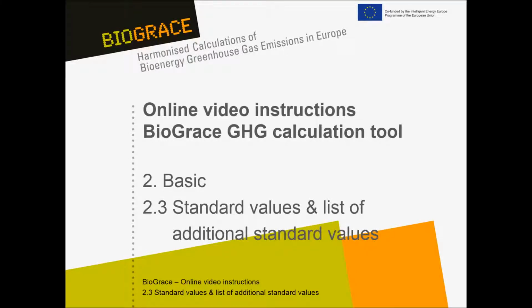This video is part of a series of video instructions on the BioGrace greenhouse gas calculation tool. This is instruction 2.3 on standard values and the list of additional standard values. Actually, there are two BioGrace tools. There's BioGrace 1 for biofuels and BioGrace 2 for electricity, heat and cooling from biomass.